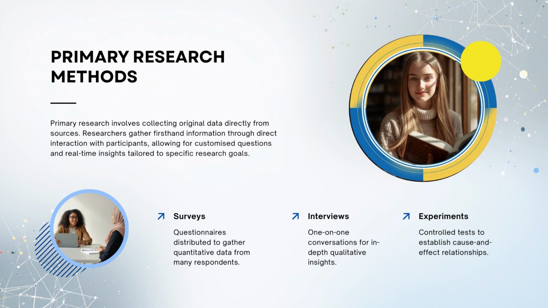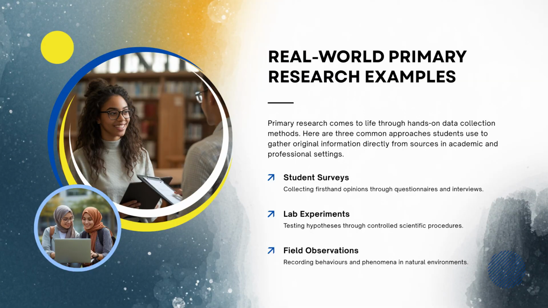For instance, imagine you want to understand how students feel about online learning. You could design a survey and ask students about their experiences. The answers you collect would be primary research because you gathered that information directly. You could also conduct interviews and ask individuals detailed questions about their perspectives. Again, the information you receive would be primary research.